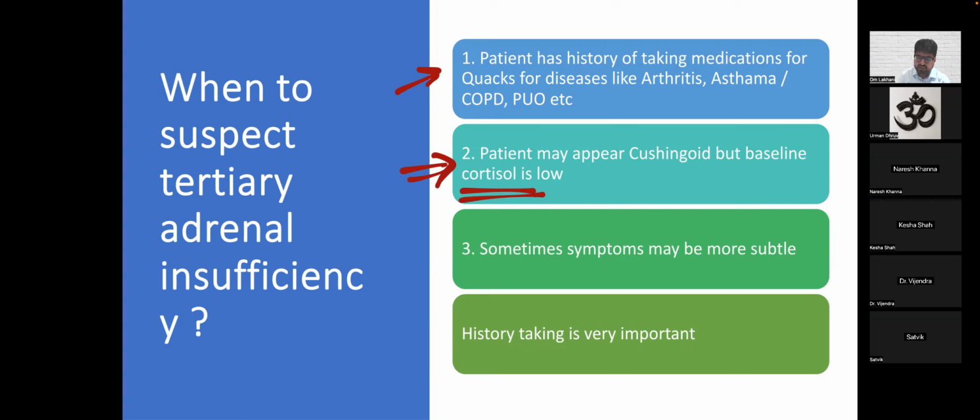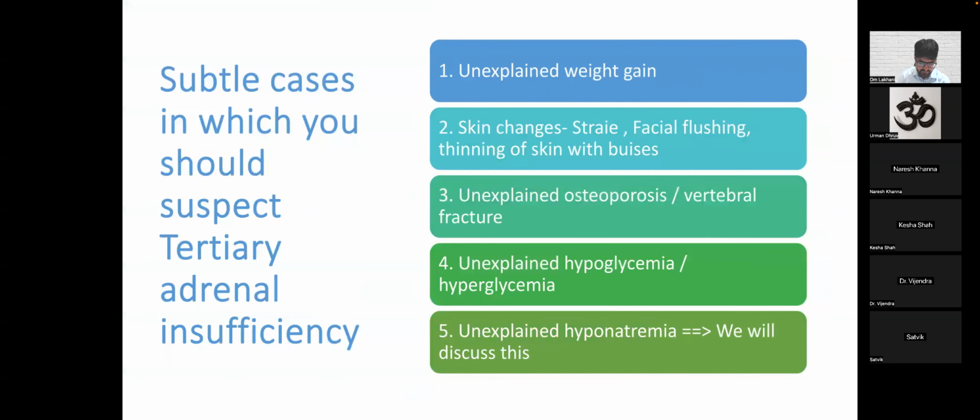Sometimes symptoms may be more subtle. So sometimes a patient may have just mild complaints of weight gain, fatigue, recurrent fractures for no reason, suddenly develops hypoglycemia, right? Or the patient has hypoglycemia which is unexplained. Sometimes, the patient has low sodium, hyponatremia. We'll discuss hyponatremia. It's very, very important in this situation. So all these things can lead to tertiary adrenal insufficiency, and we need to be aware. And history taking is very, very important for these cases. So we need to be well aware of this.